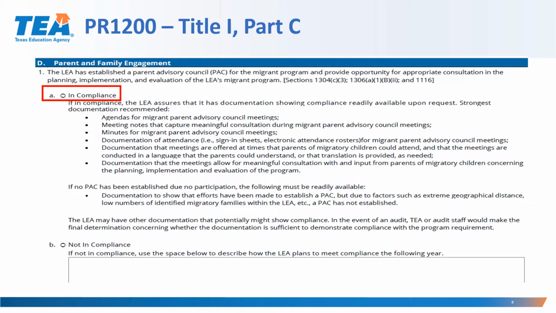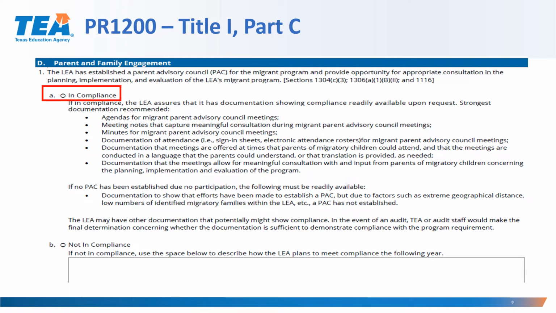If no PAC has been established due to no participation, the following must be readily available. Documentation to show that efforts have been made to establish a PAC, but due to factors such as extreme geographical distance, low numbers of identified migratory families within the LEA, etc., a PAC has not been established. But the district has to show that the effort took place, and that is the crucial part of this.